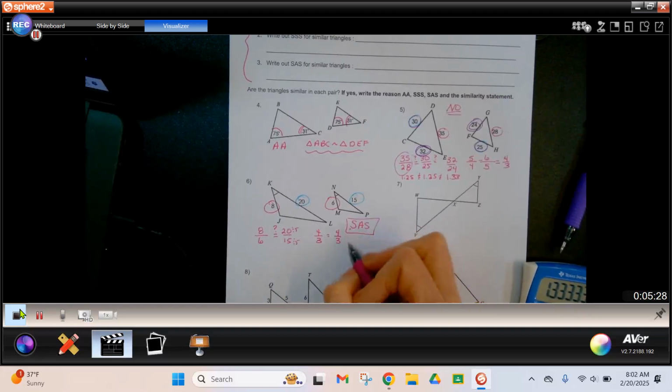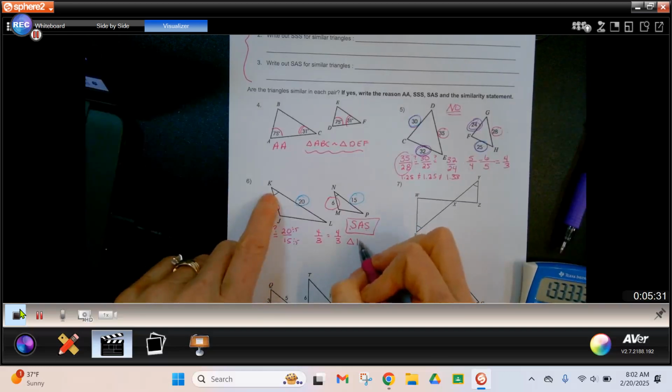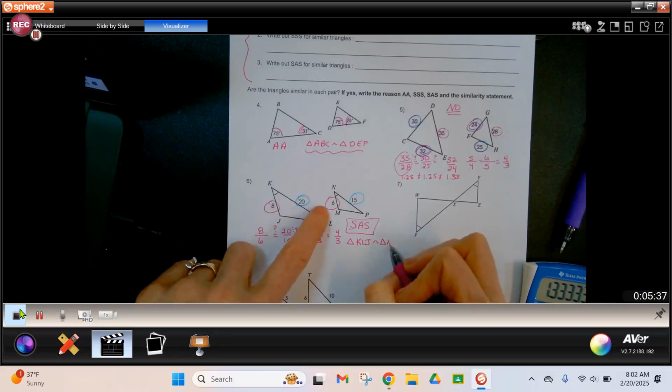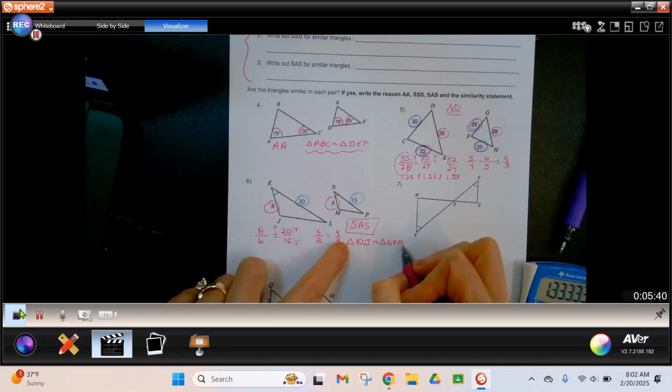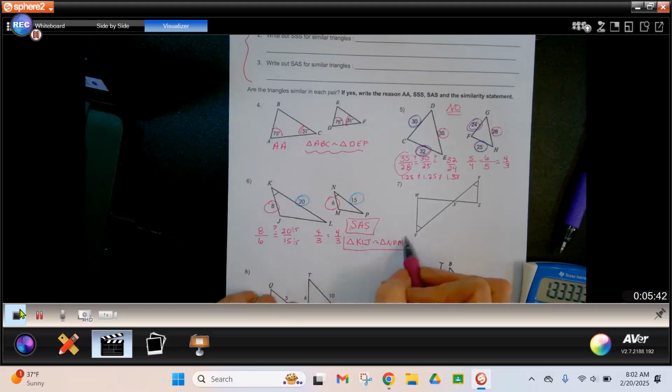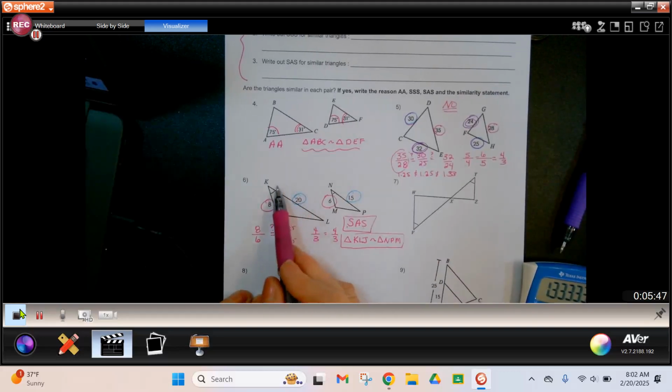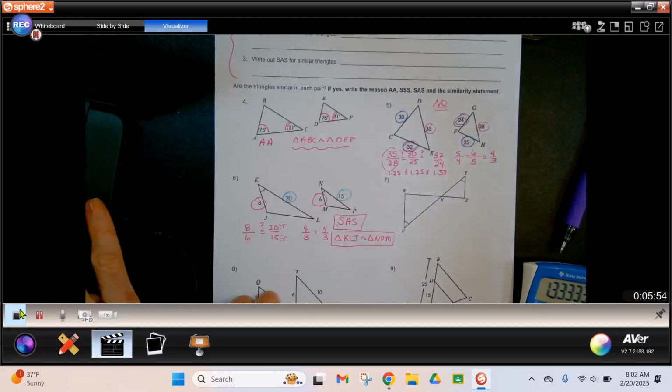Now we write the similarity statement. So triangle, I'll start with K. KLJ is similar to triangle NPM. Be careful when you write your similarity statement that the corresponding angles are listed in order. K with N, L with P, J with M. Okay.